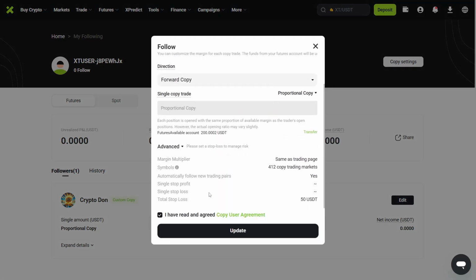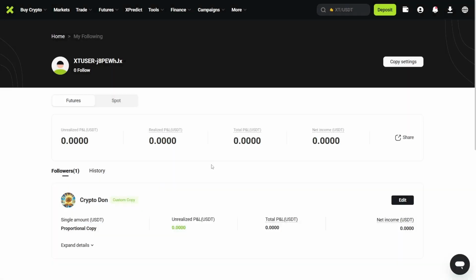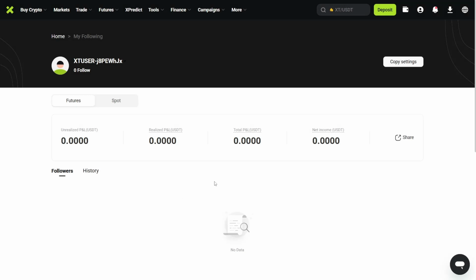But if we wanted to edit our copy trade, we would just click on edit. Here we could change the settings. If we did make a change, we would just click update. And if we didn't want to follow Crypto Don anymore, we would click unfollow and then cancel following, and we are not copying his trades anymore. And that about wraps up our XT copy trading tutorial. Remember to start small, manage your risk, and monitor the lead trader regularly.